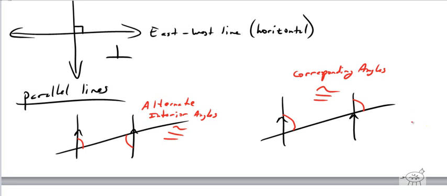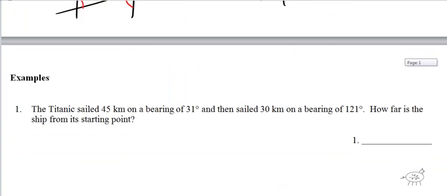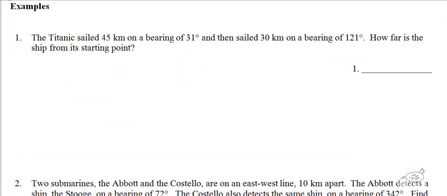I have lots of examples already typed out for you, so let's do them. Number one, it says the Titanic sailed 45 kilometers on a bearing. As soon as you see the word bearing, you have to go crazy, because you have to draw a north-south line. If you don't draw a north-south line, then you might as well just drop this class, because you have no idea what you're doing. Alright, don't drop. So as soon as you see it, sound a siren. Kids that are watching this, maybe you haven't heard it yet, but the kids in class are going to hear whoop, whoop, whoop. It's a big deal.